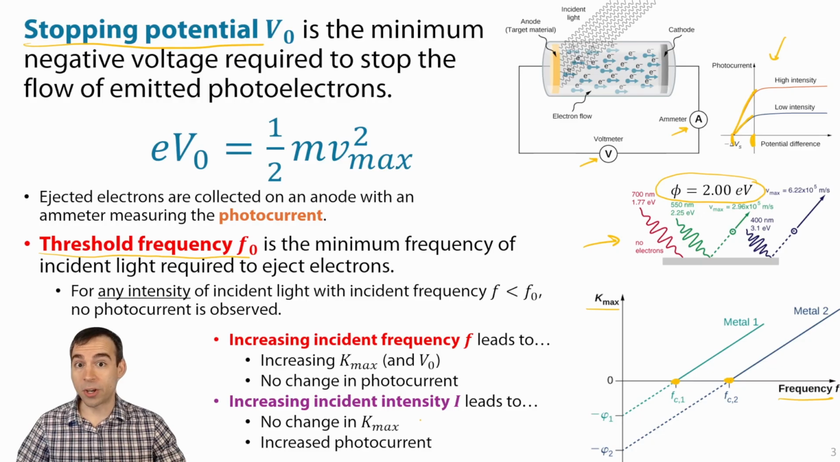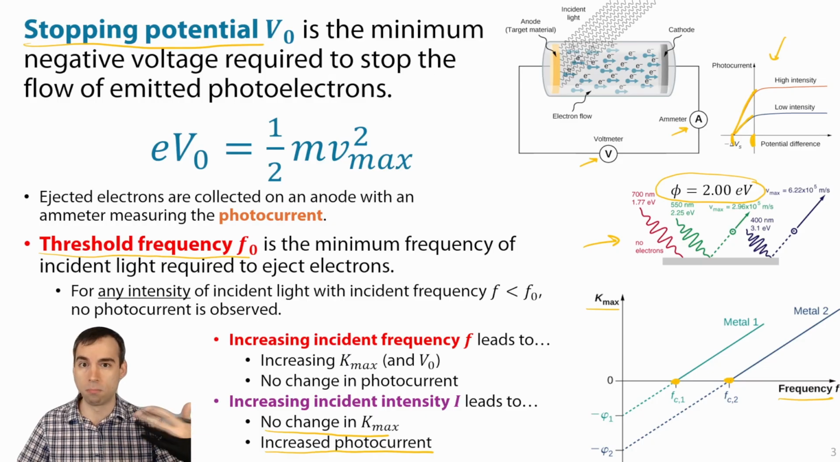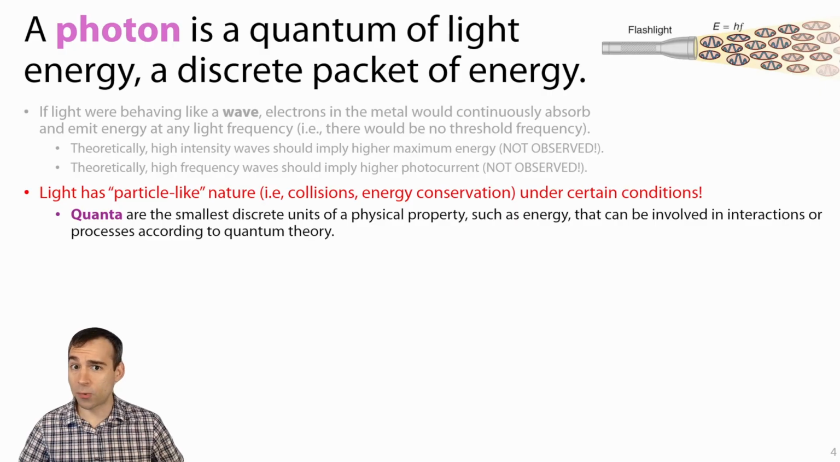On the other hand, we could imagine shining the same frequency or wavelength of light at a higher intensity, a brighter intensity, and that would lead to no change in the kinetic energy of the electrons emitted. An increased photocurrent would be measured here. So an increase in intensity leads to an increase in current measured, more electrons, but it ultimately doesn't change the energy of those electrons.